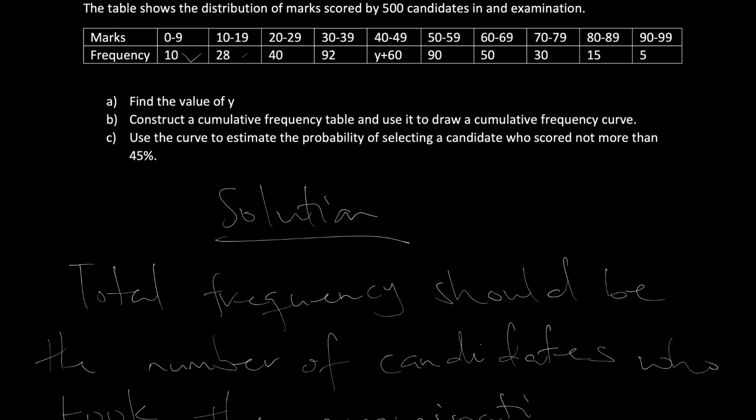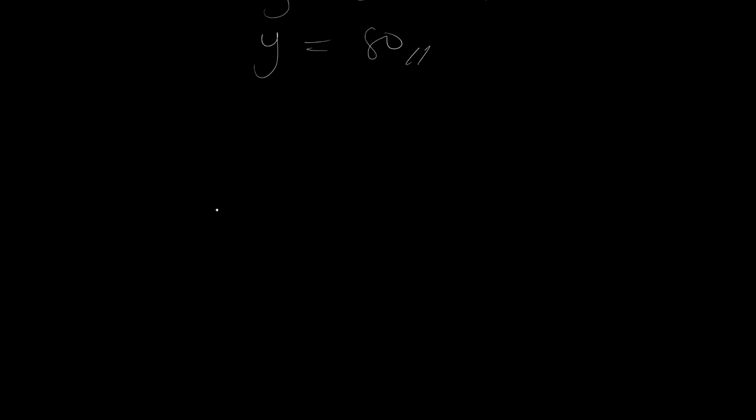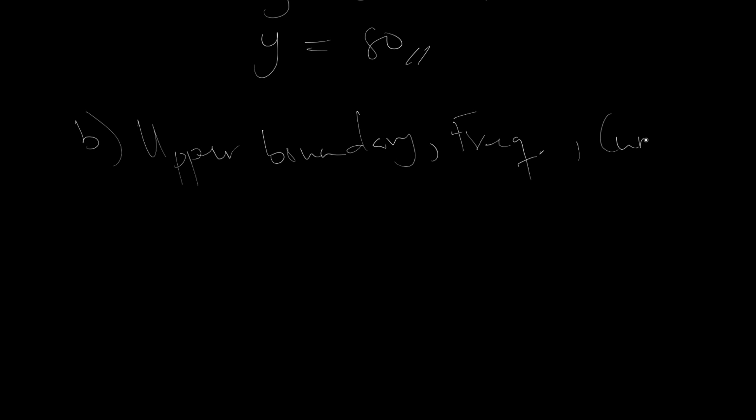It says, construct a cumulative frequency table and use it to draw a cumulative frequency curve. So B. We are constructing a cumulative frequency table. And for a cumulative frequency table, we need the upper boundary, then we need the frequency, and then the cumulative frequency. To get the upper boundary, we add 0.5 to the upper class limit.